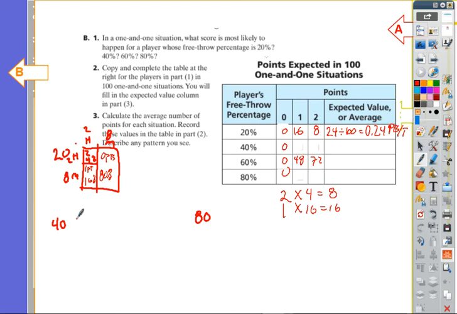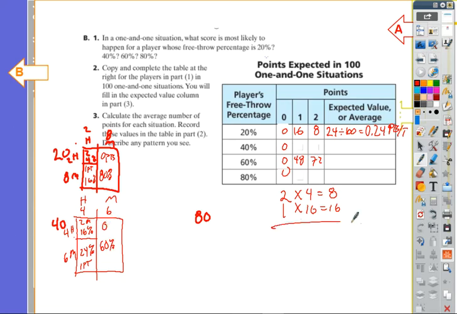For 40%, four out of 10 we're going to hit the shot. 6 out of 10 we're going to miss the shot. On the second shot, 4 out of 10, 6 out of 10 miss. So we would have 16 squares, so 16% of the time we get 2 points. 4 times 6 is 24, so 24% of the time we get 1 point. And then 60% of the time we get 0 points.